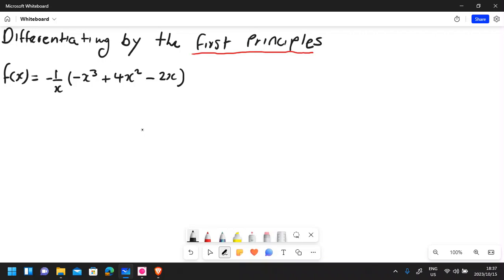Come back. So here's another expression that we need to differentiate by the first principle. As you can see, this one looks a bit busy. There's a lot of stuff happening there. So all I can say, this one is not like the others, but it's really not that different after all.